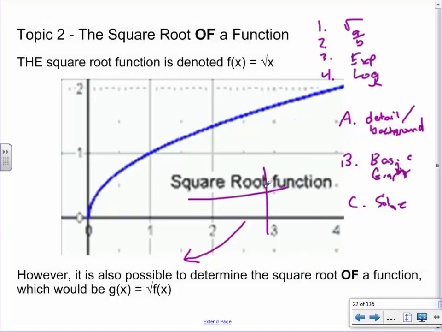I've bolded a word in our notes here. Today's topic is we're going to learn how to take the square root of a function. I want to make sure I'm clear on the terminology. I'm not talking about the square root function, which is this shaped graph. What we're going to talk about today is how to take a pre-existing graph and square root that graph.